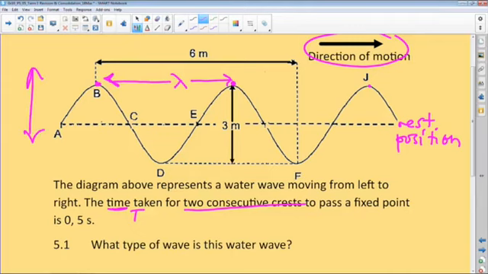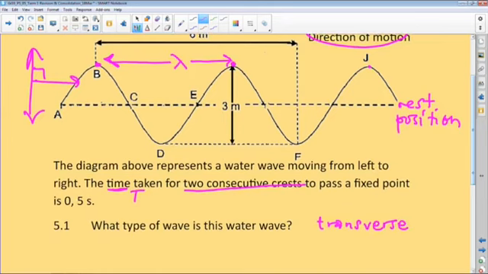The direction of motion is in that way. So they are perpendicular to each other. Hence, in terms of classification, we shall refer to a water wave as a transverse wave. There are two types of waves: transverse and longitudinal wave. So the transverse wave in this case is, in terms of classification, what it is, right?